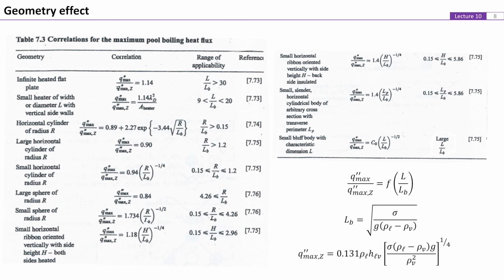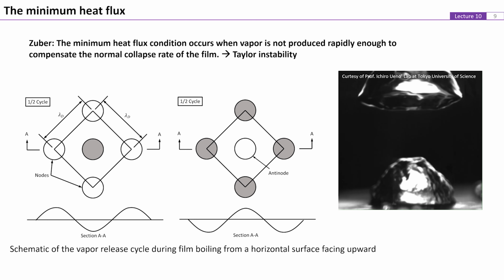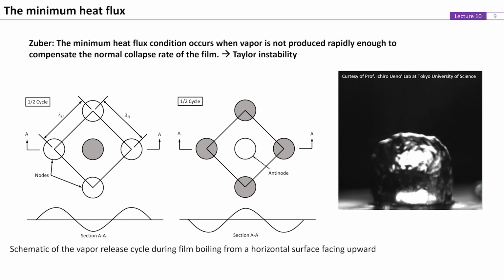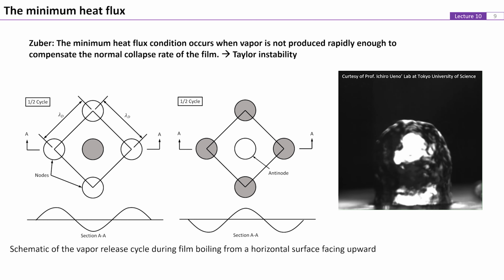This table summarizes some correlations on the basis of this model for a number of different hot surfaces. Note that in using this table and correlations, the reference maximum heat flux is chosen to be the value calculated from using Zuber's original model. The capillary length scale is used here for evaluating the applicable range in terms of the size of the heated surface. For the minimum heat flux point on the cooling curve, Zuber argued that it occurs when vapor is not produced rapidly enough to compensate the collapse of the vapor film.